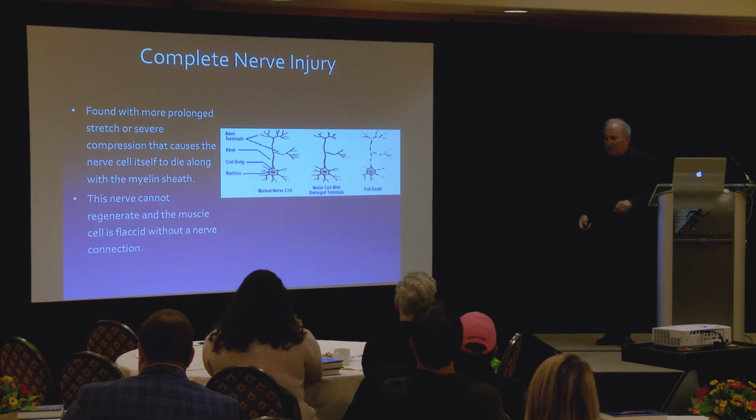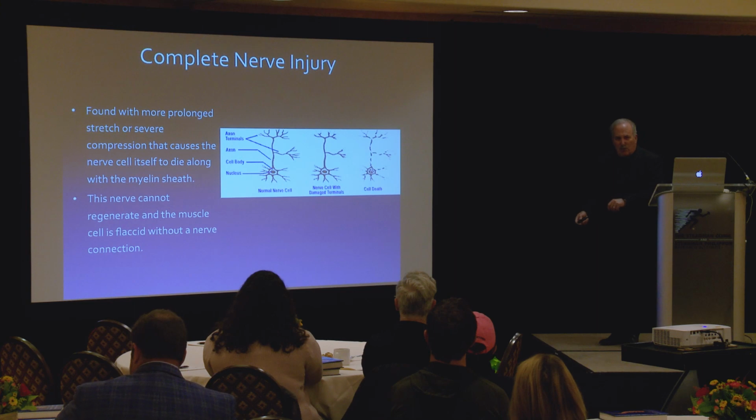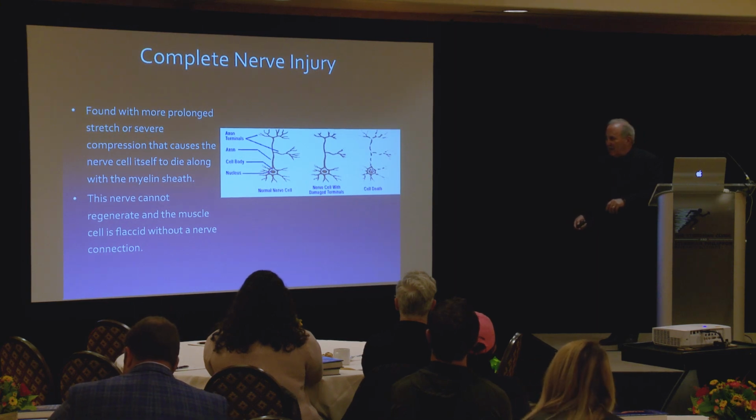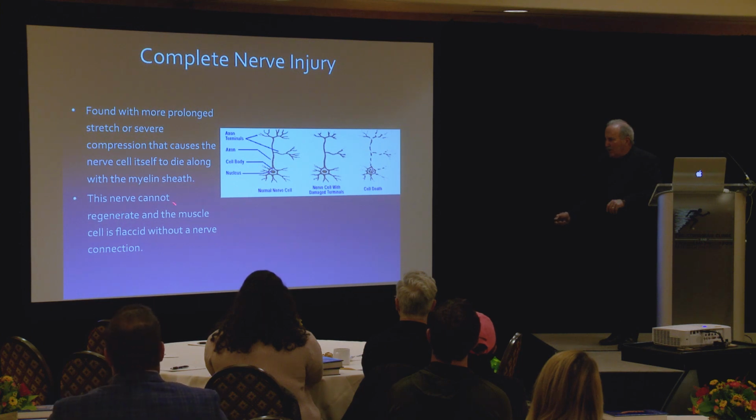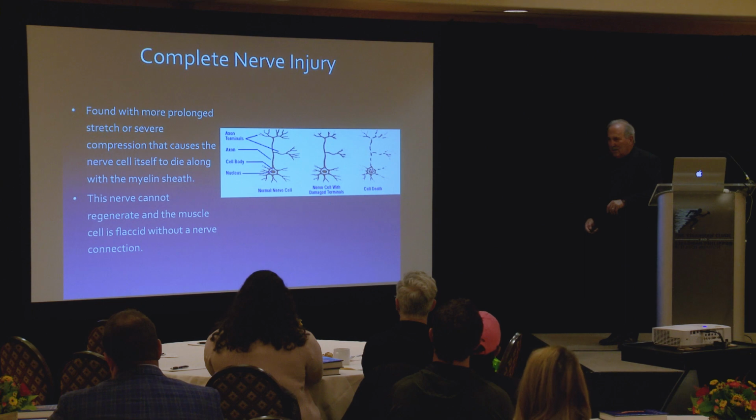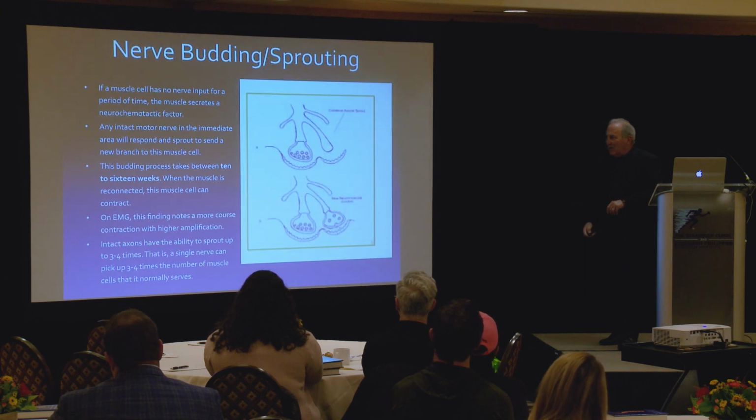And a complete nerve injury, so you either have a stretch injury or a sever or the nerve is dead. This is found with more prolonged stretch or severe compression. The nerve itself, along with the myelin sheath, dies. This nerve cannot regenerate, and the muscle cell is flaccid without nerve connection. Now, is there hope? Yes, for something called nerve budding.